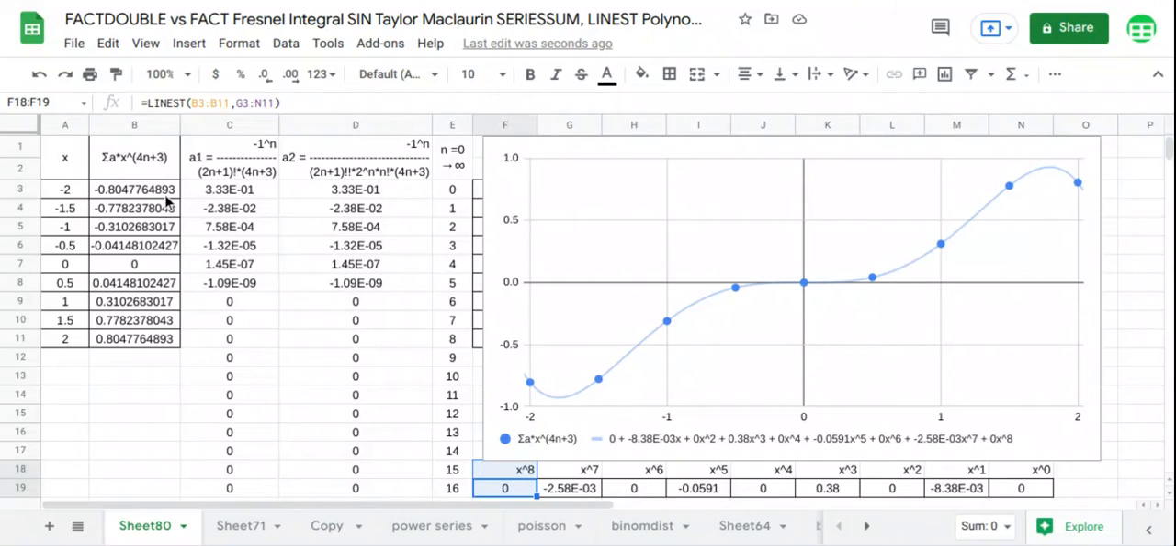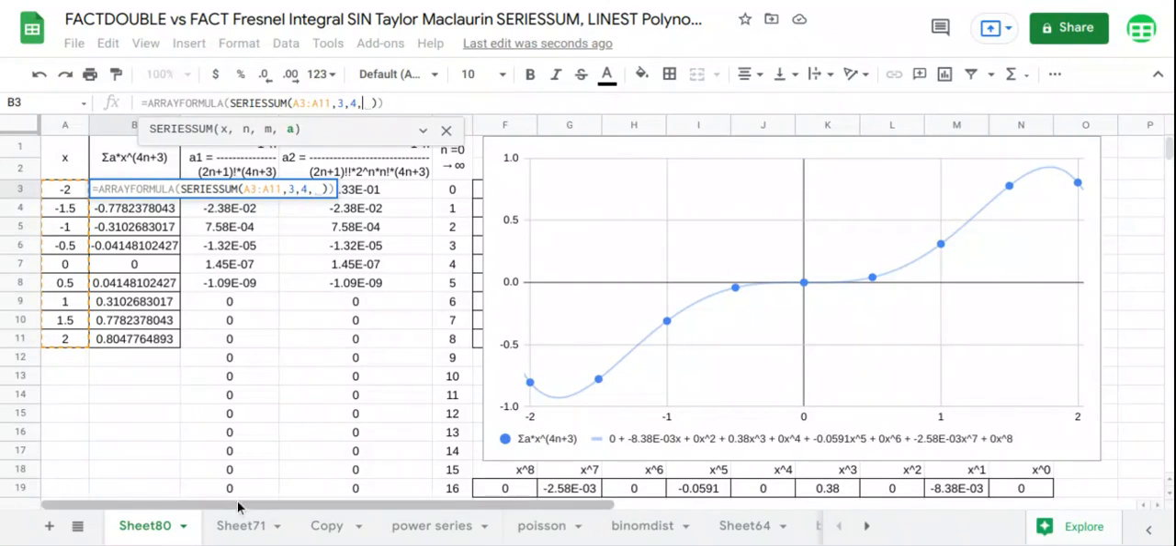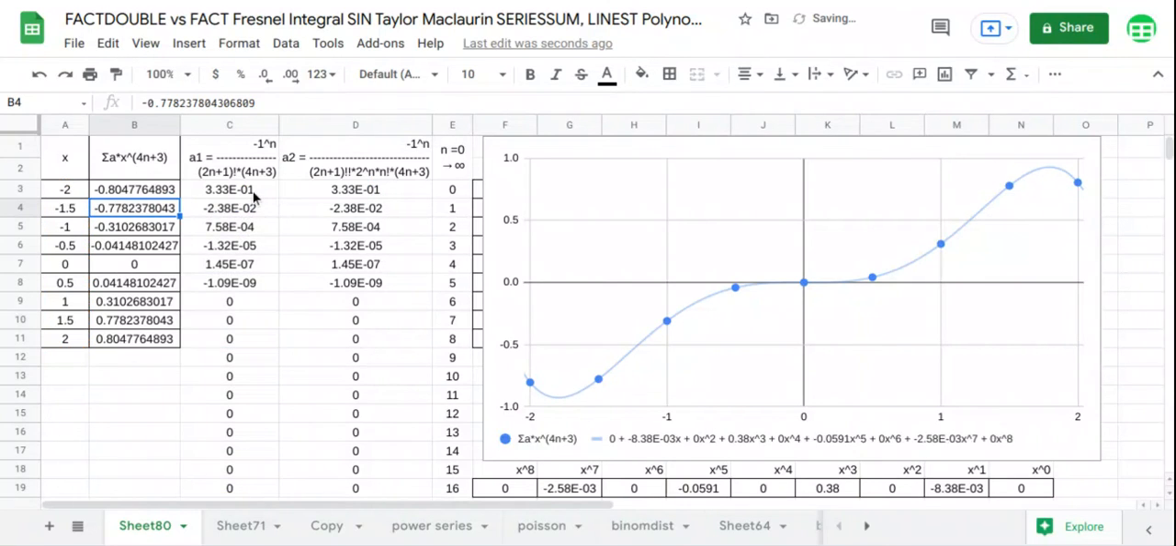So suppose we use the factorial, because right now we're using the double factorial. Let's use the factorial coefficients. We still get the same polynomial regression coefficients, the same polynomial, same trend line, hasn't changed, and our dataset is still the same. This completes the use of double factorial and factorial to generate the Taylor-Maclaurin series sum of the Fresnel integral sine.